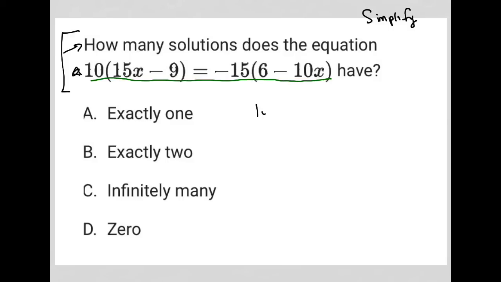In fact, I'm going to just simplify it directly in the question itself. So I'm going to simplify by distributing this 10 across the first set of parentheses. So I get 10 times 15, which is 150x, minus 10 times 9, which is a negative 90, equals negative 15 times 6, which is negative 90, and negative 15 times negative 10x, which is a positive 150x.